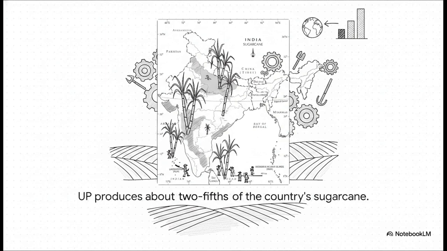Get this, sugarcane occupies only 2.4% of the total cropped area in the country. Yet, from that tiny footprint, India produces almost 20% of the entire world's sugarcane. That makes us the second largest producer globally after Brazil. Uttar Pradesh is the absolute powerhouse here, single-handedly producing about 2/5 of the country's total output.